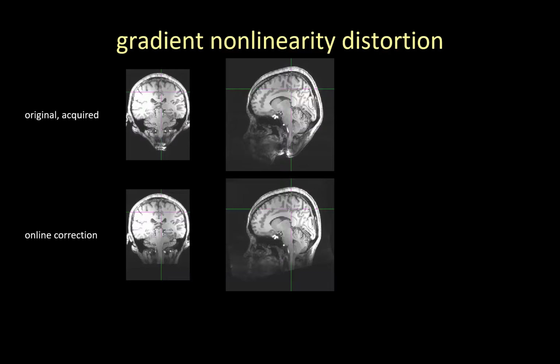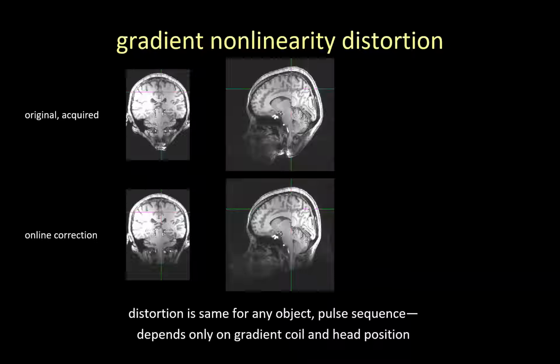What happens is this induces strong distortions, especially at the edge of the brain. We call this the balloon head artifact. There's a pinching around the neck. This can be corrected online, as Doug had mentioned. The good news is that this geometric distortion is the same for any object and any pulse sequence. It's just a fixed parameter of the gradient coil. It depends on the gradient coil winding and, of course, on the head position. If you scan a subject Monday and scan them on Tuesday, their head is in a different position, so they'll have different distortions.